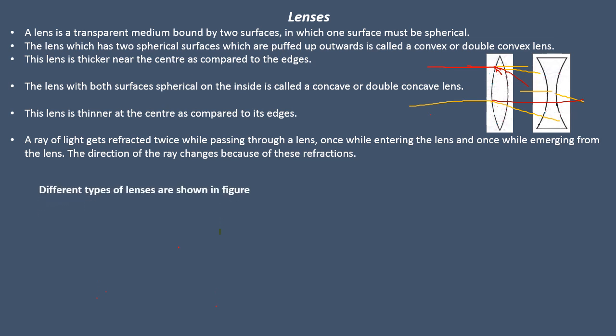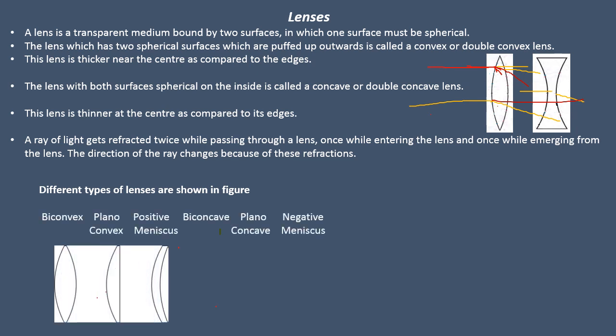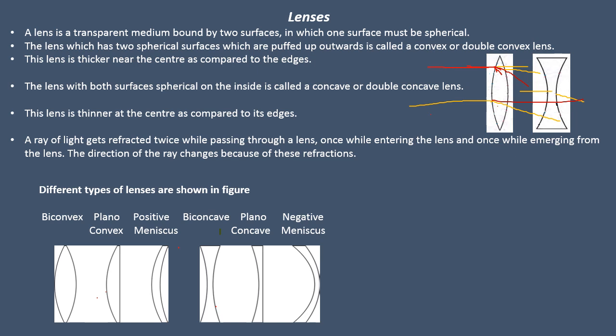Let's move to the next part, that is the different types of lenses. You can see the different types of figures shown in your book, or here also I have shown. These are the different shapes of lenses we have. That is biconvex, that's nothing but what we discussed, the convex lens, correct. Why is it called biconvex? Because there are two surfaces which are both convex, both outward spherical.